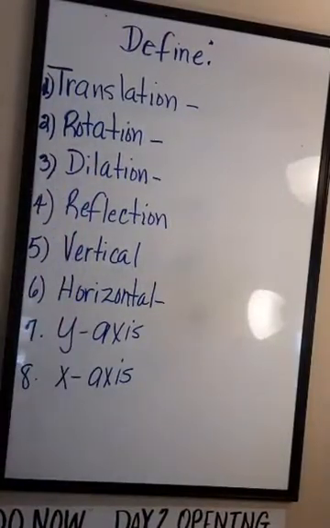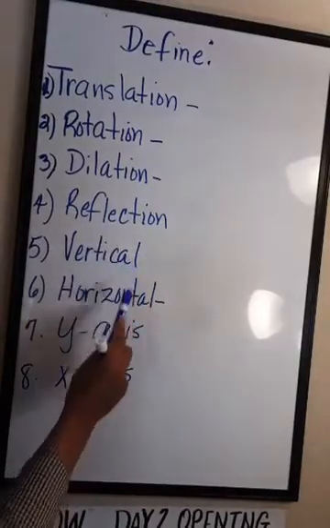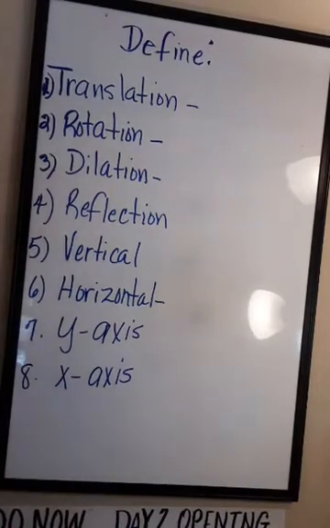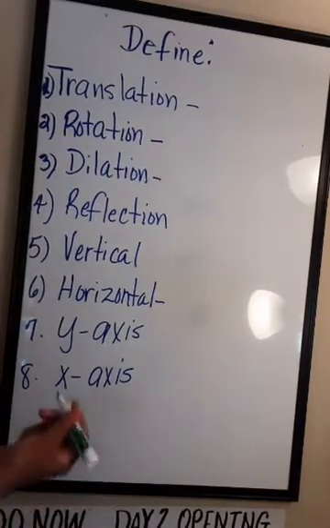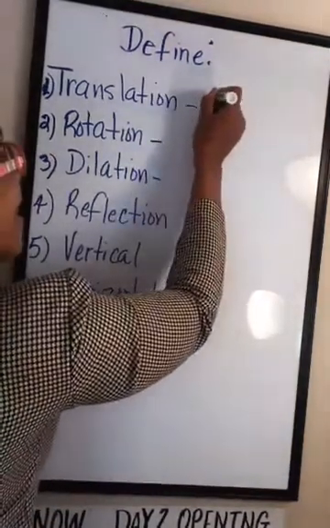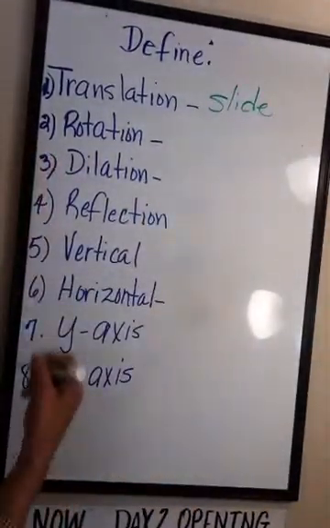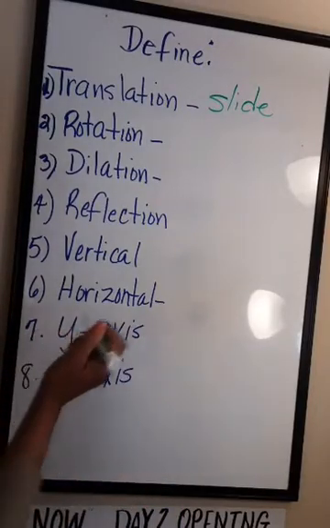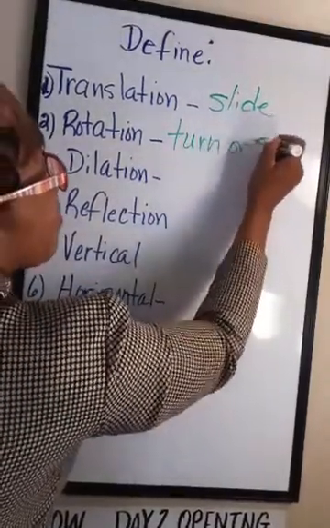You had translation, rotation, dilation, reflection, vertical, horizontal, y-axis, and x-axis. Now, what's the word for translation? When we're talking about translation, what are we talking about? Sliding. We're going to slide something. We're going to change it by sliding. What are we going to do for rotation? We're going to turn it or spin.